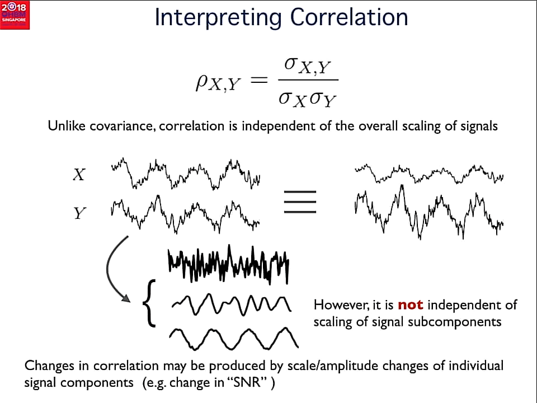This factor, that the scaling of individual signal components can affect correlation, means that we can conceive of quite a wide range of very diverse effects that might be affecting our functional connectivity measures.